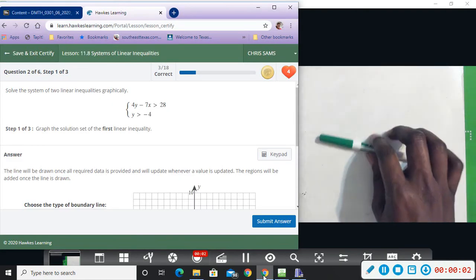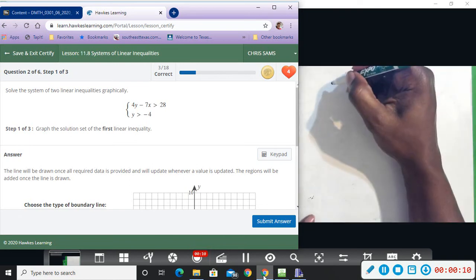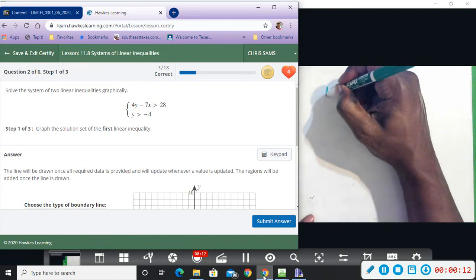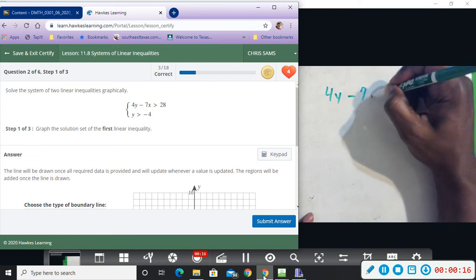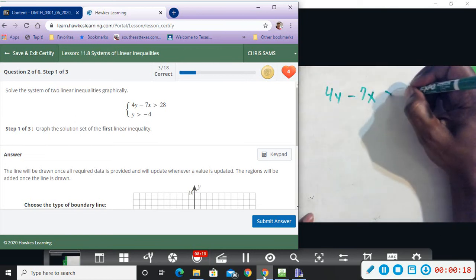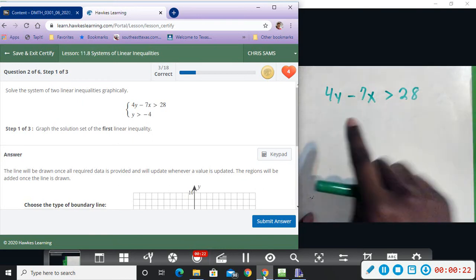Alright, number 2. I'm going to graph this one in slope-intercept form just to show you the different ways. That's the one that I prefer. So I'm going to take this first equation of 4y minus 7x greater than 28, and we're going to solve for y.